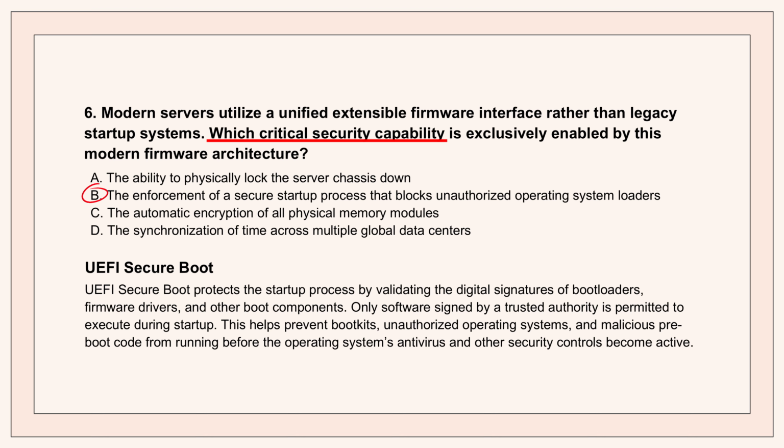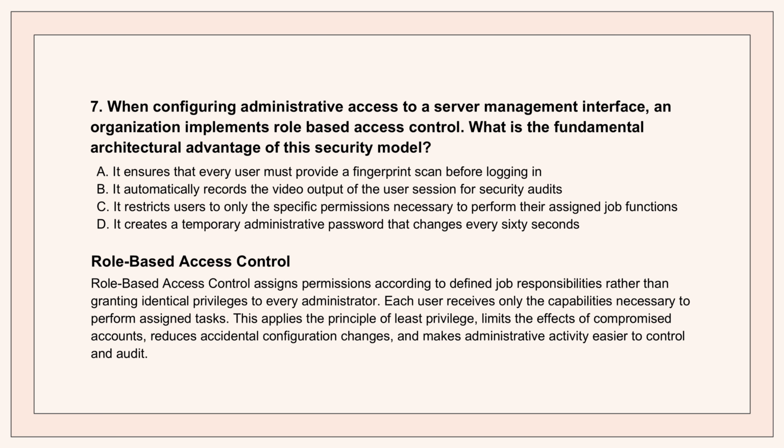But while UEFI secures the boot software, we also need to secure the humans logging in to manage the system. Humans are always the wild card. Always. Question 7. When configuring administrative access to a server management interface, an organization implements role-based access control. What is the fundamental architectural advantage of this security model? The correct answer is C. Role-based access control assigns permissions according to a user's responsibilities rather than granting every user full administrative privileges. This supports the principle of least privilege and reduces the risk of accidental changes or unauthorized management operations.